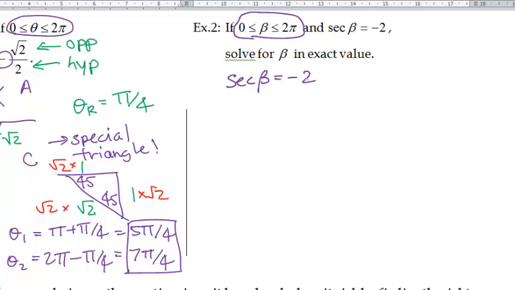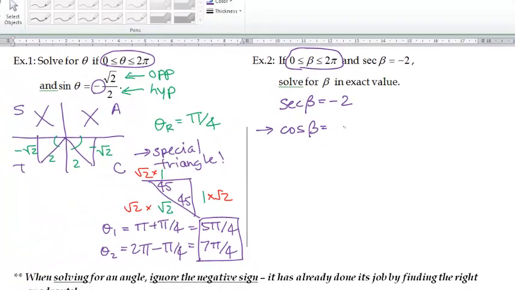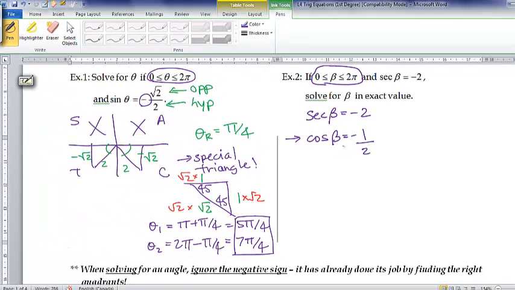The reciprocal functions are not as easy to work with, so I'm going to change it to cosine because I know it better. Cosine, I'm just going to flip the side on the other side since it's reciprocal. So 1/2 and it's negative. Okay, that one's more familiar. From here the question becomes the same because this is really talking about adjacent and hypotenuse.